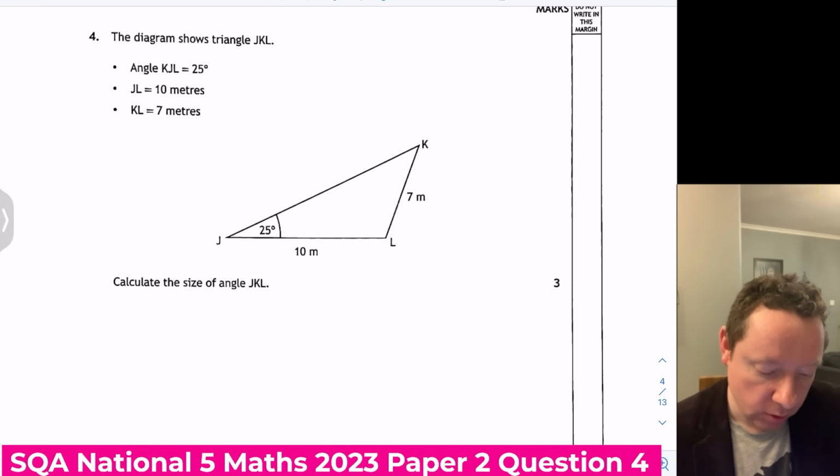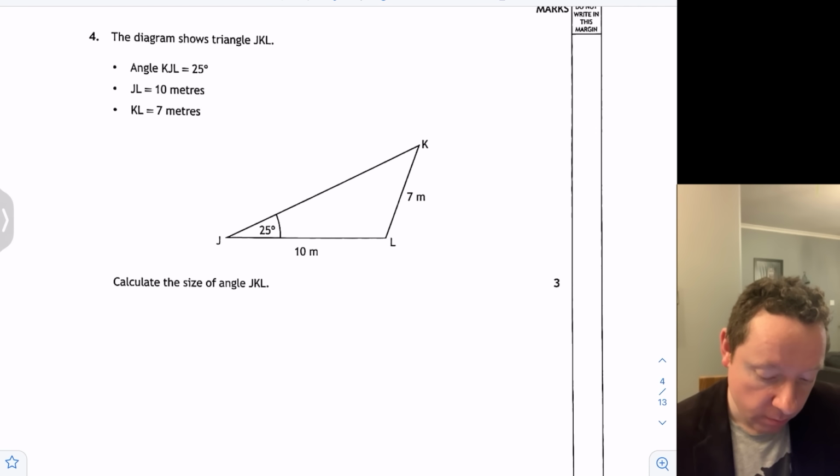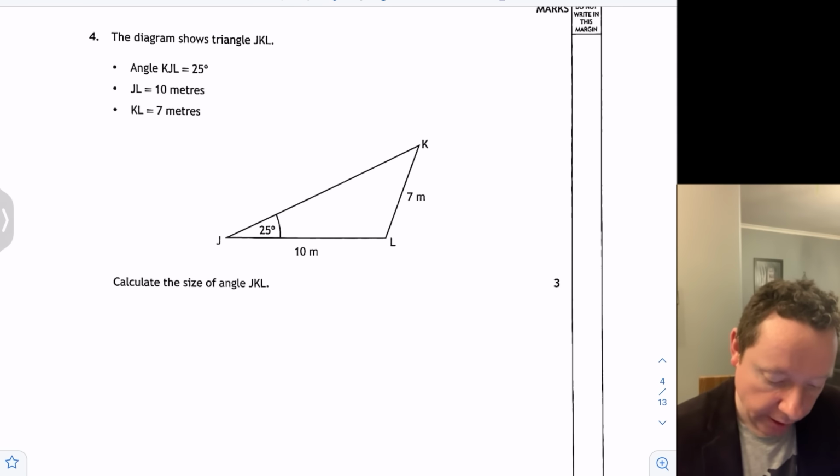SQA National 5 Maths 2023 Paper 2 Question 4. The diagram shows triangle JKL. It tells you angle KJL is 25, JL is 10, KL is 7. Calculate the size of angle JKL. So JKL is up here, so it's this angle it wants.